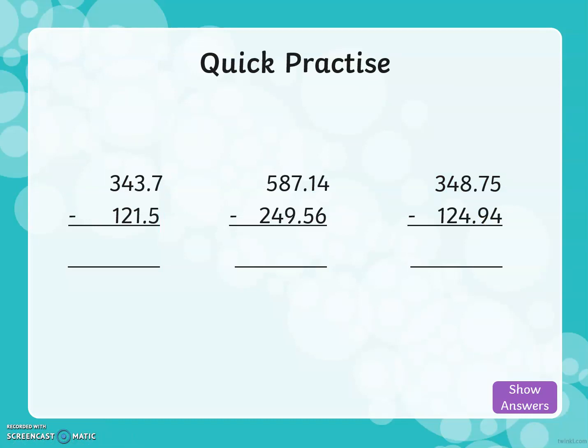Here is some quick practice. We have 343.7 minus 121.5. Of course we can work through this. As the digits are, you can take 5 away from 7. What I would suggest is pause the video and work through them and check your answers afterwards. So pause the video now before I show the answer so you can see if you got it correct.